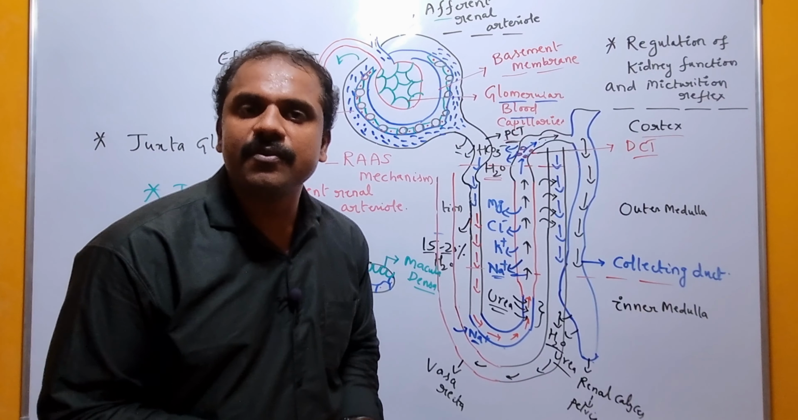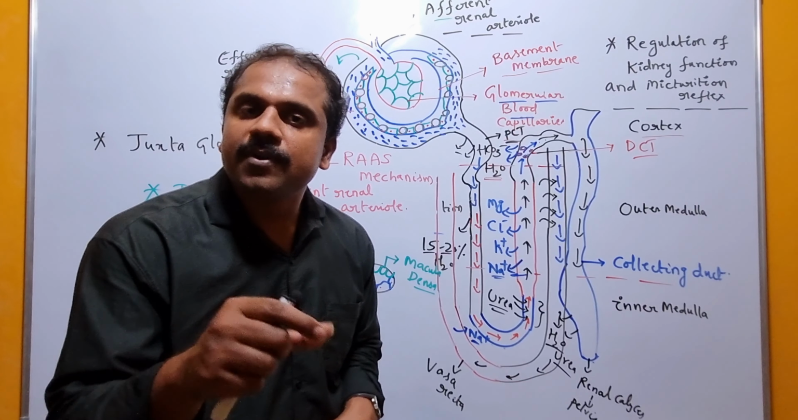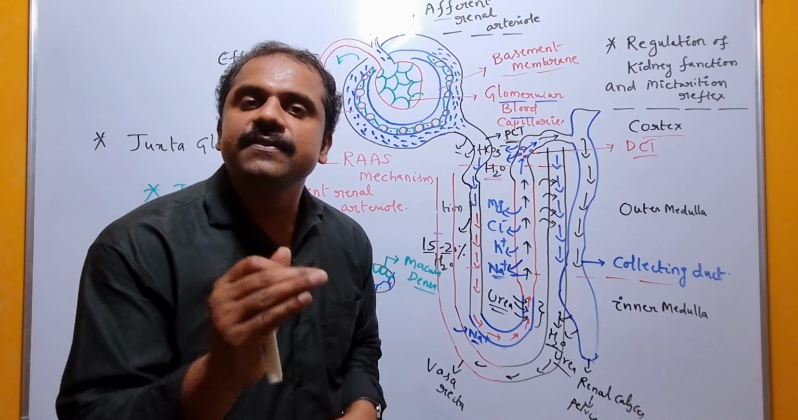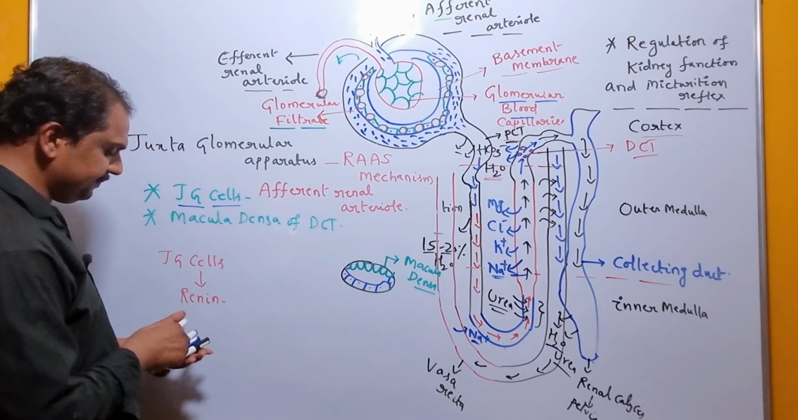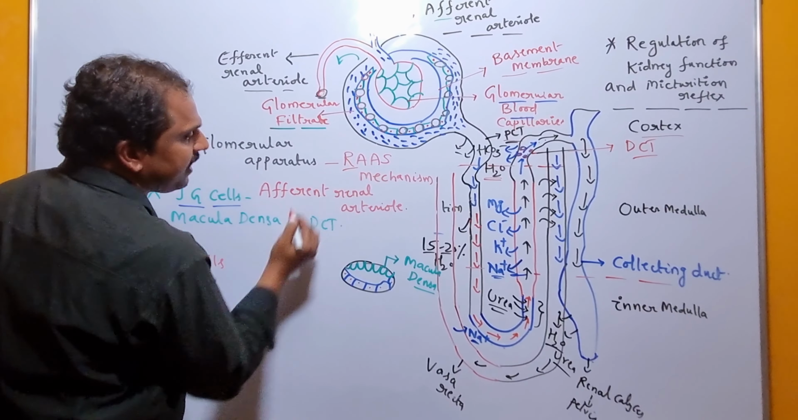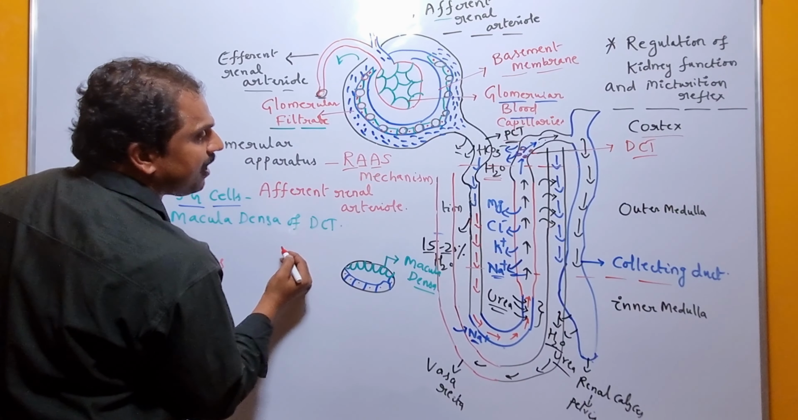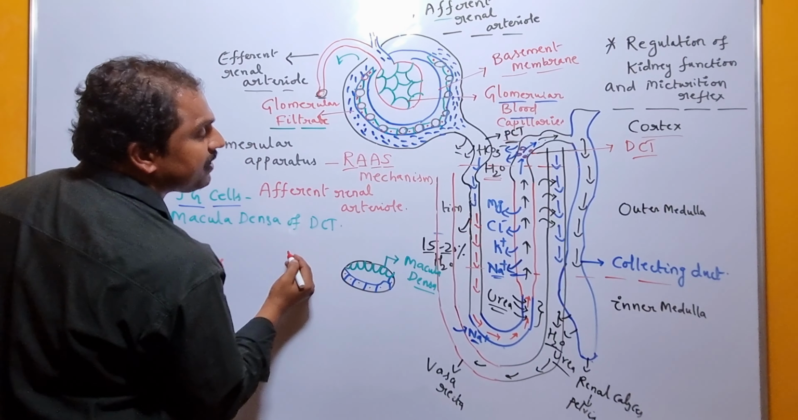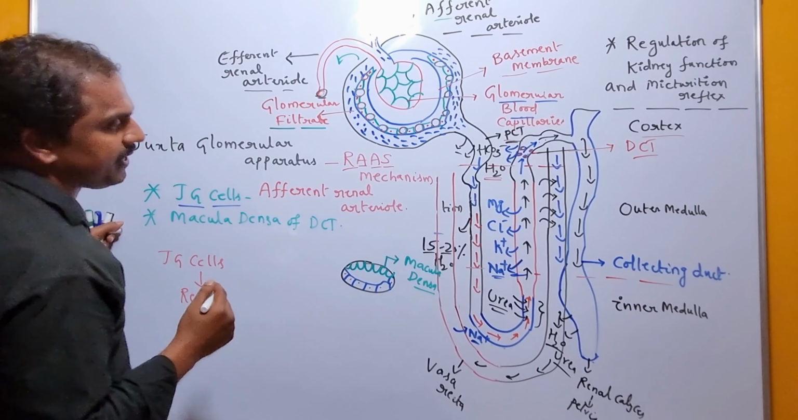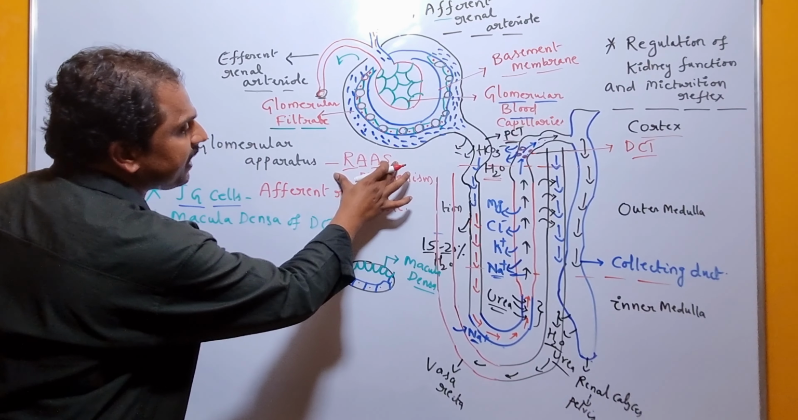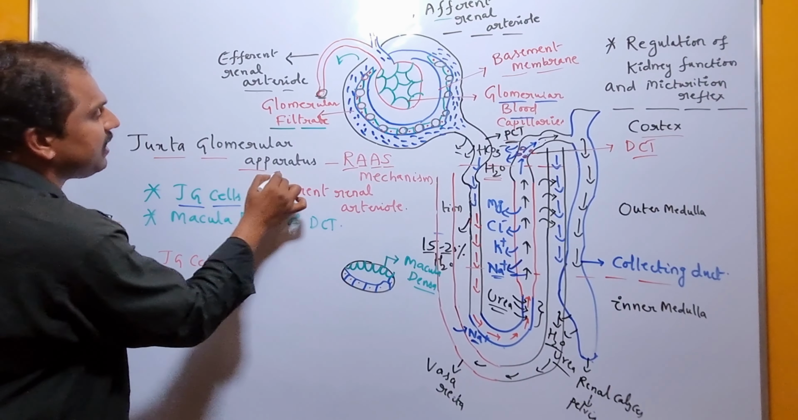Renin. As I have already mentioned, the juxtaglomerular apparatus is responsible for regulating the RAS mechanism. So here RAS stands for what? R stands for renin, A stands for angiotensin, the other A stands for aldosterone, and S stands for what? System. Is it clear? It is simply abbreviated as RAS mechanism. The RAS mechanism is organized by taking advantage of the juxtaglomerular apparatus.